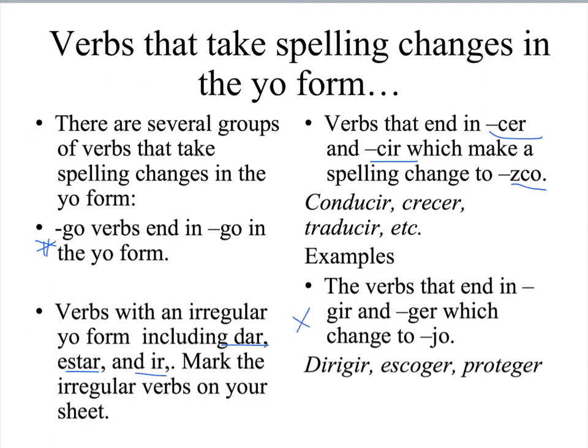Finally, we have a group of verbs which end in GIR and GER, which change to JO. So for dirigir, the yo form is dirijo. It's not really about the sound, it's about spelling. Same with escoger, escojo. The sound doesn't change, but the spelling must change in order to write the verb correctly.